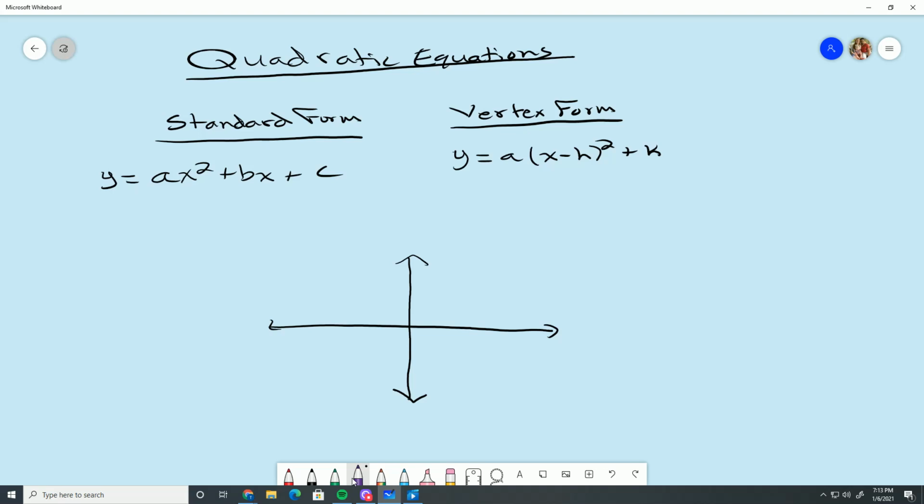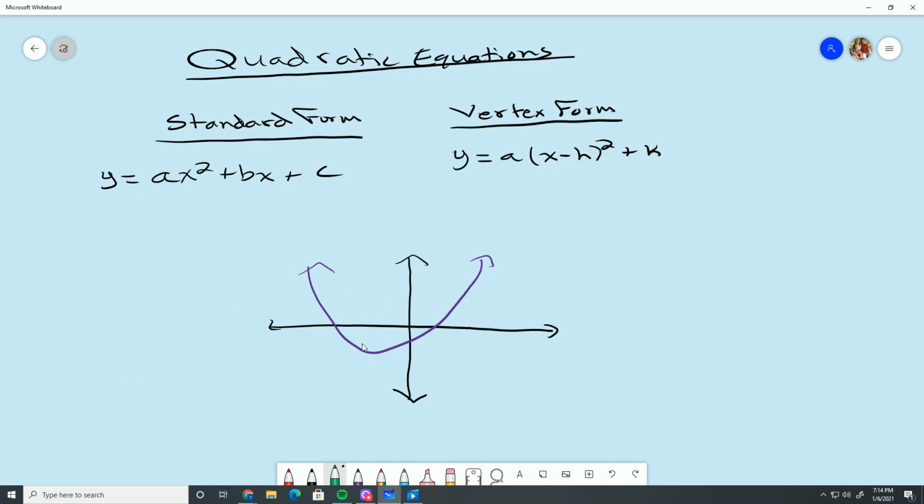So for example, if you had something like, I don't know, let's say something like this. Okay, that's a parabola. That is a quadratic. It is a function. It passes the vertical line test. But specifically, we're interested in certain pieces of this graph.